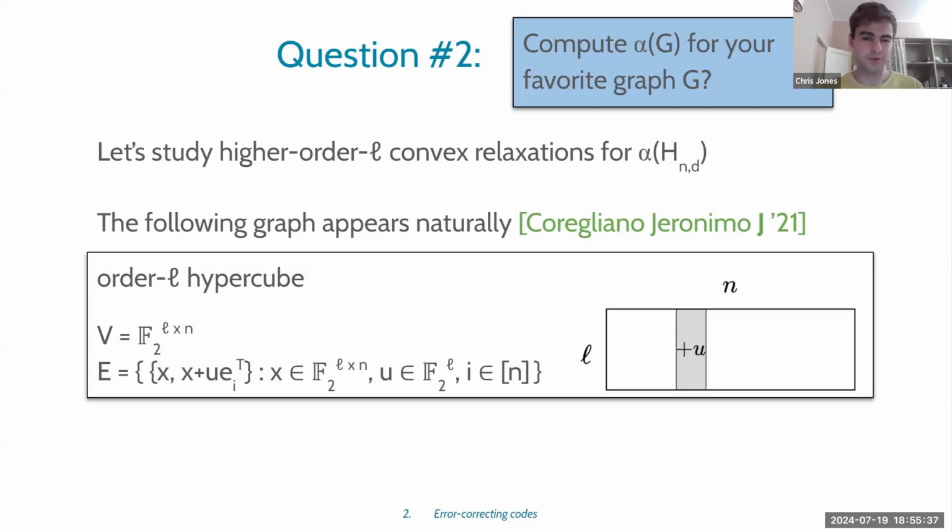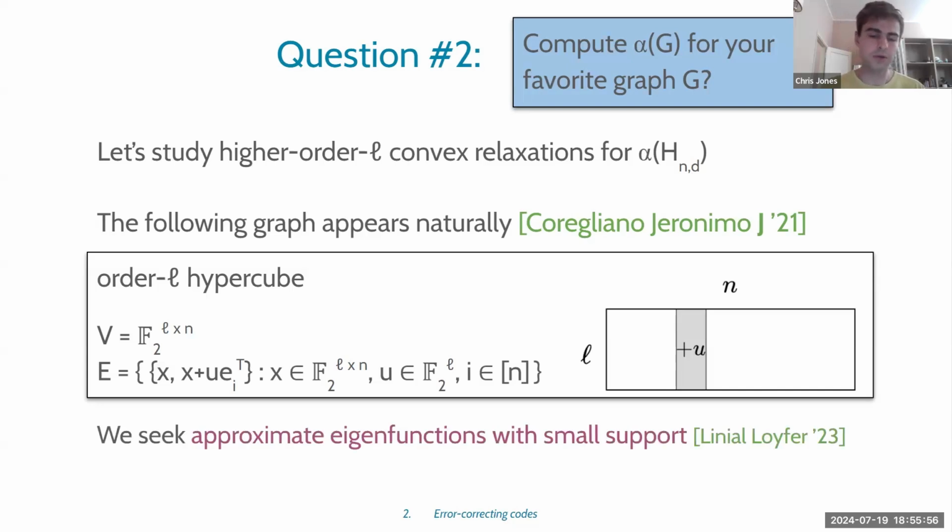So I won't tell you why this graph appears or really its connection to coding theory, or that it's a definitive answer where you don't need to do anything else except study this graph. You might need to do other things as well. But one of the key mathematical questions that arises from this approach is the following. We're looking for approximate eigenfunctions in this graph, which have small support. Okay, let me say a little more.